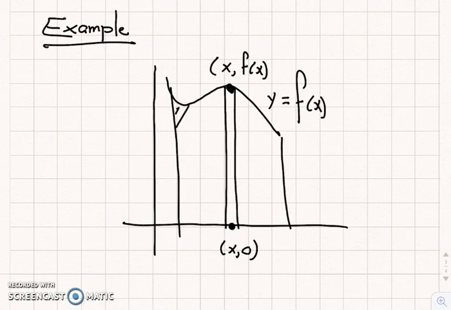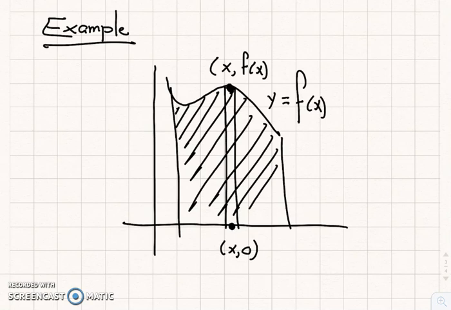Let us consider, instead of a small finite collection of masses, a plate of uniform thickness and density. And for purposes of simplicity, we'll suppose that this plate is bounded below on the x-axis, bounded on the left and the right by x equals a and x equals b, and bounded above by the curve of some function y equals f of x. So you can imagine a plate of some uniform thickness and density that has this shape.